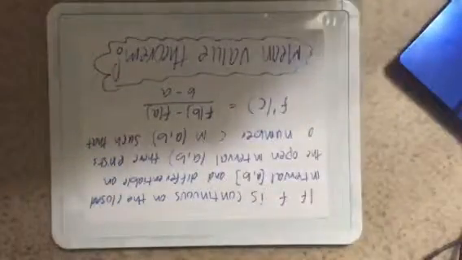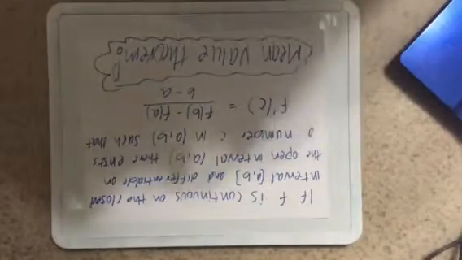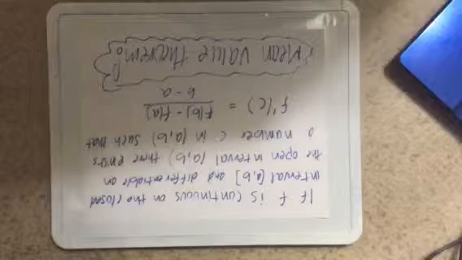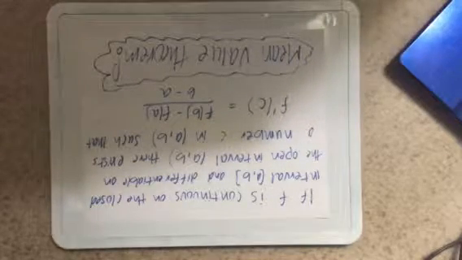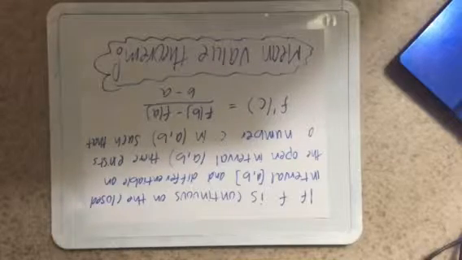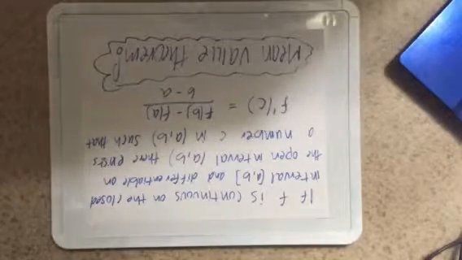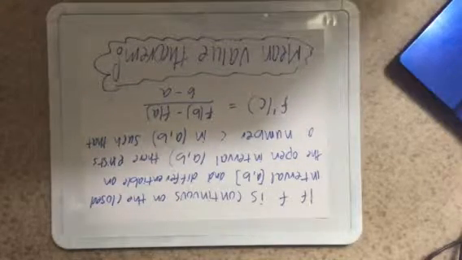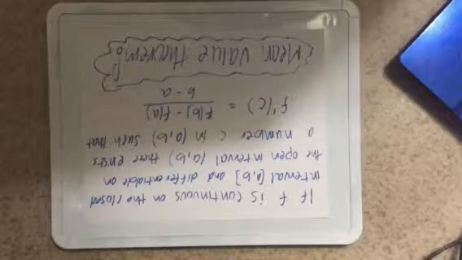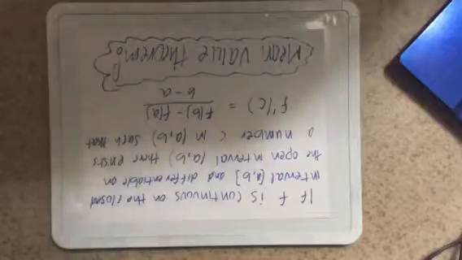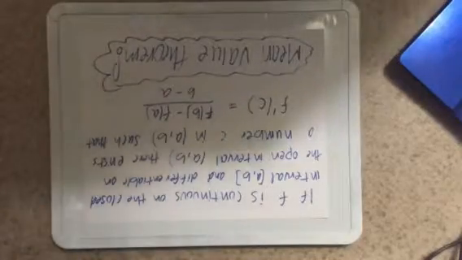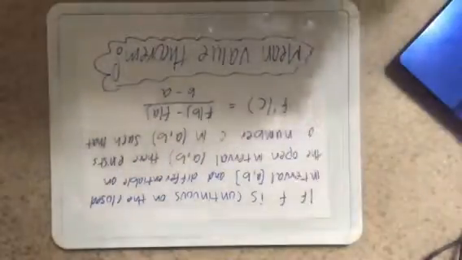Alright, so today we'll be covering the mean value theorem. The definition of the mean value theorem is: if f is continuous on the closed interval [a, b] and differentiable on the open interval (a, b), there exists a number c in (a, b) such that f prime of c equals f(b) minus f(a) all over b minus a. This seems a little confusing at first, but once we do some problems with it, it'll make complete sense.